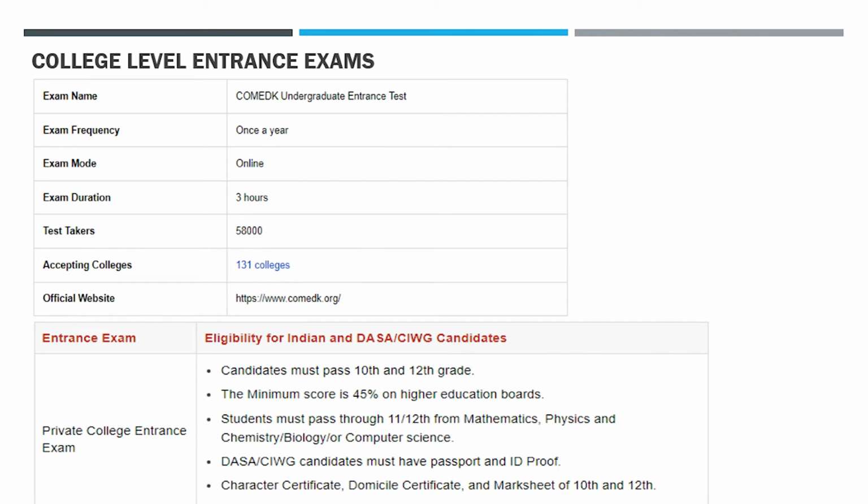Okay. And there are 131 colleges. So in that state level entrance exam, you had around 200 colleges. And in this college level entrance exam, only this COMED, you have 131 colleges. That's a huge number. Visit the site, which is www.comed.org. You'll have more information about this.